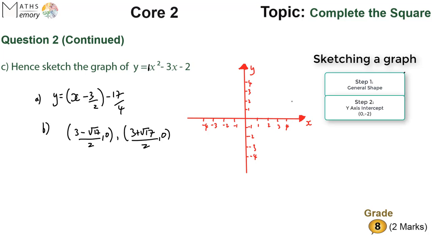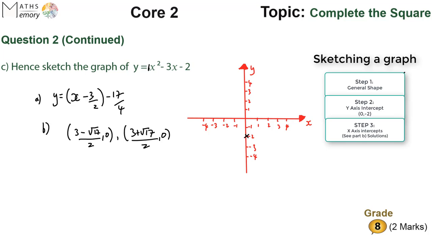Let's have a look now at number 2. What we want to do is find out where it crosses the y-axis, when x is 0. We look at our original equation, and when x is 0, we plug in 0 squared, 0 here as well, minus 3 times 0, minus 2. So we're left with a minus 2. So it's (0, minus 2). This will be our point on the y-intercept.